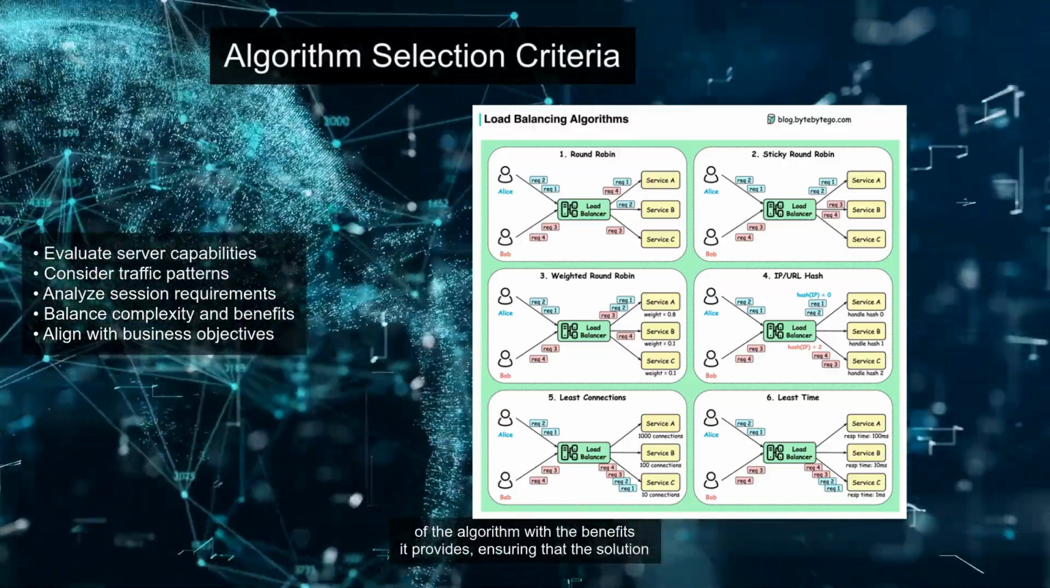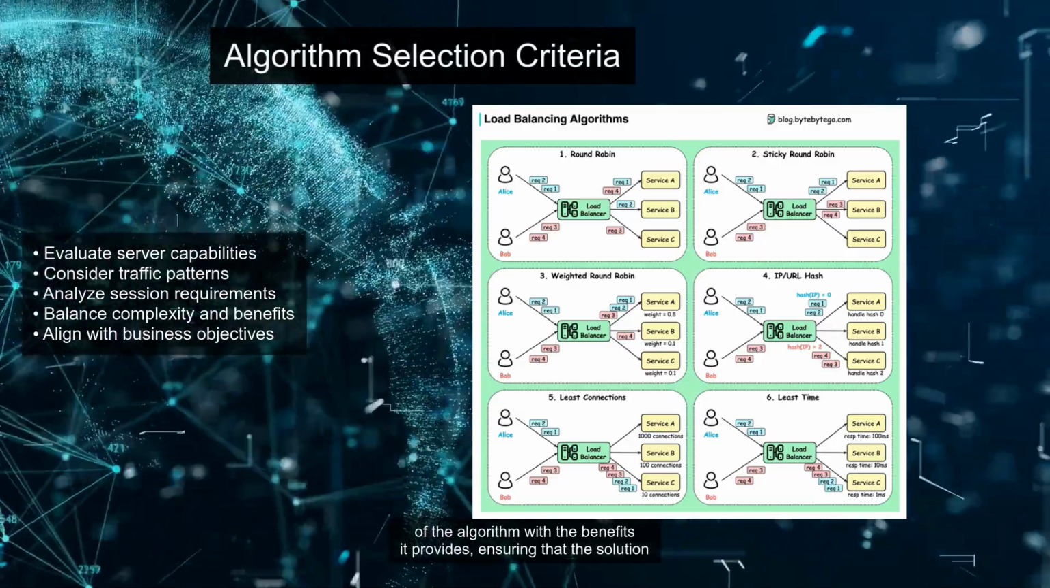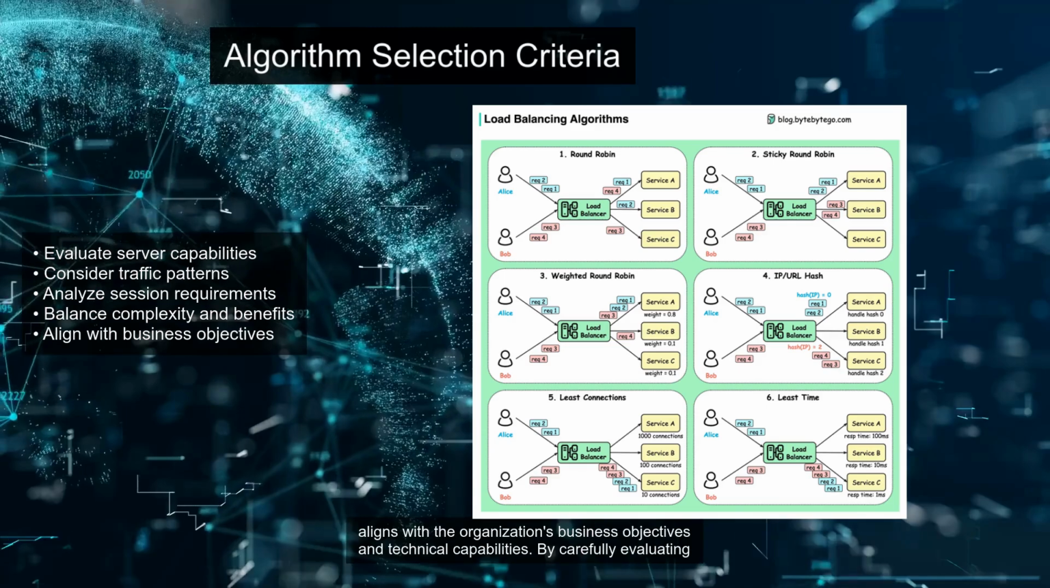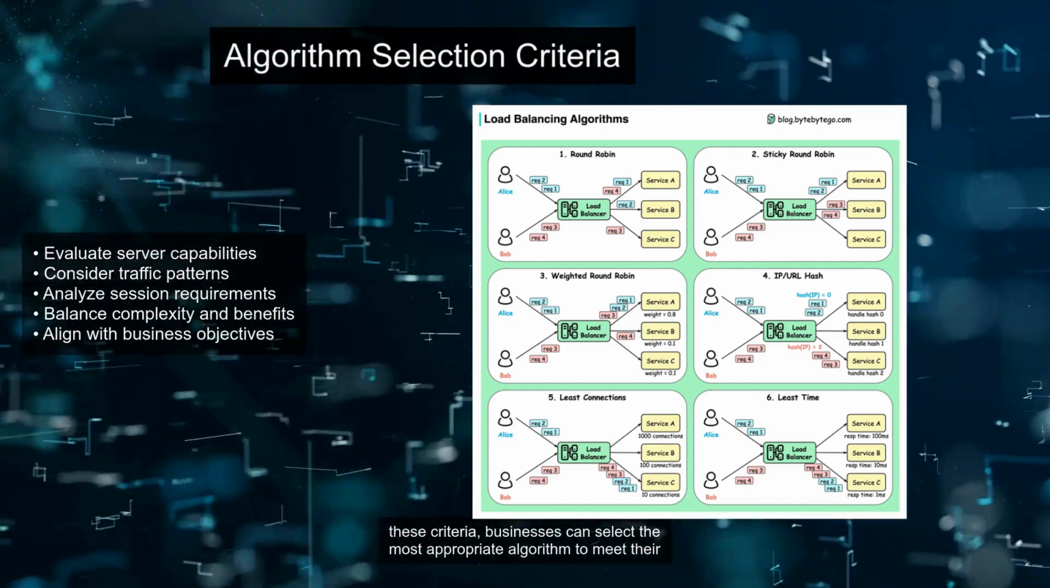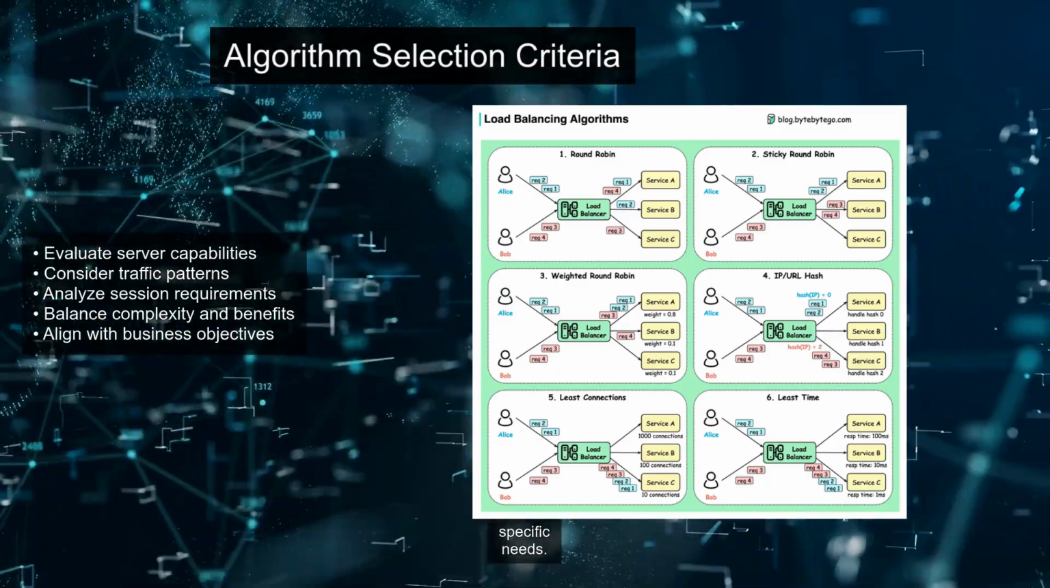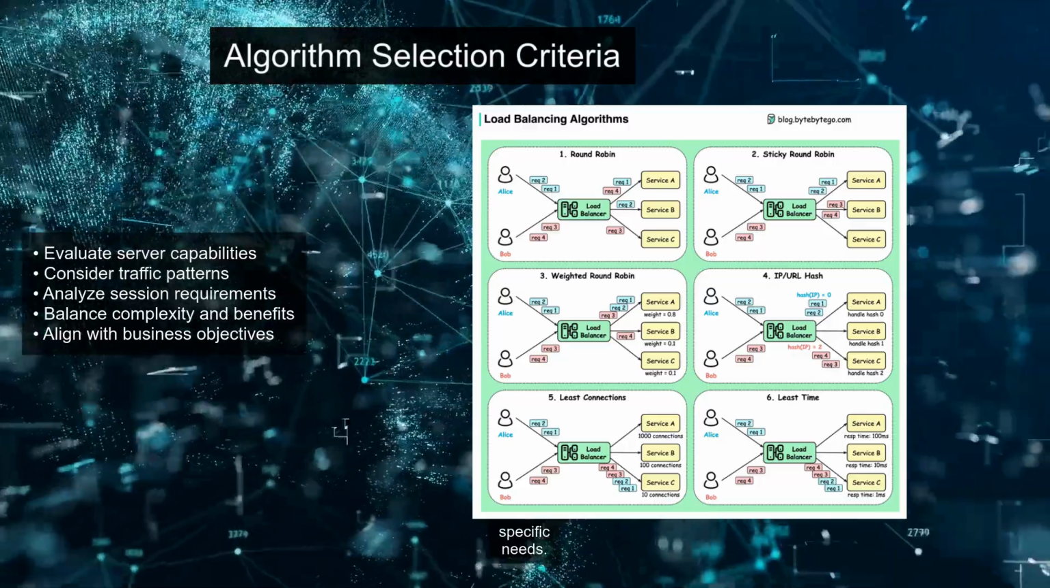It's also important to balance the complexity of the algorithm with the benefits it provides, ensuring that the solution aligns with the organization's business objectives and technical capabilities. By carefully evaluating these criteria, businesses can select the most appropriate algorithm to meet their specific needs.